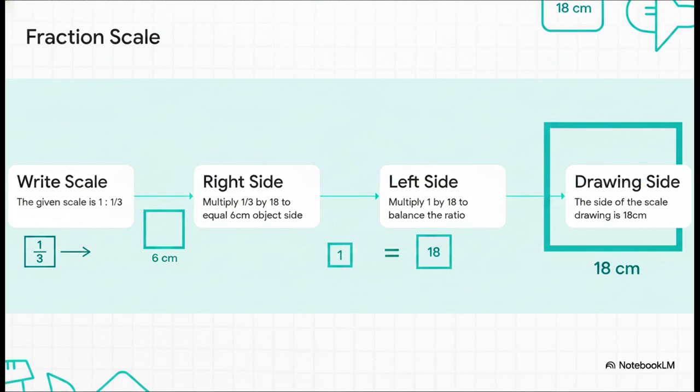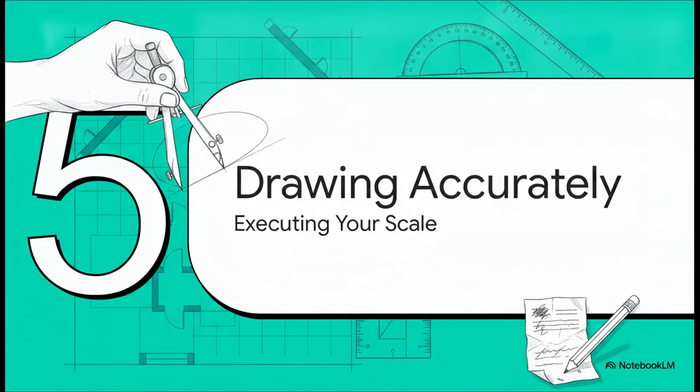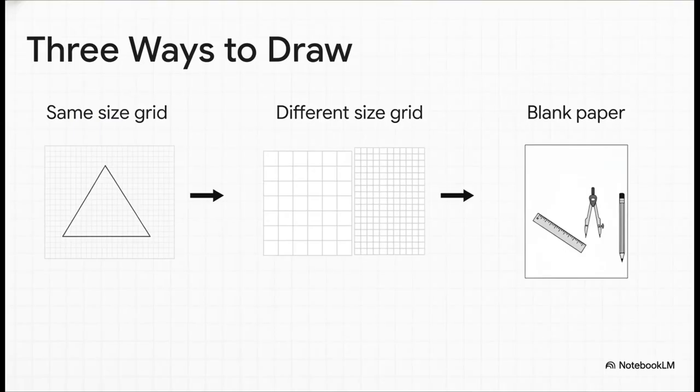Remember our rule from earlier. n was less than 1, and sure enough, our drawing, at 18 centimeters, is way bigger than the 6 centimeter object. All right, Section 5, Rules for Drawing Accurately. Executing your scale. When it comes to exam time, there are exactly 3 allowed methods for executing scale drawings.